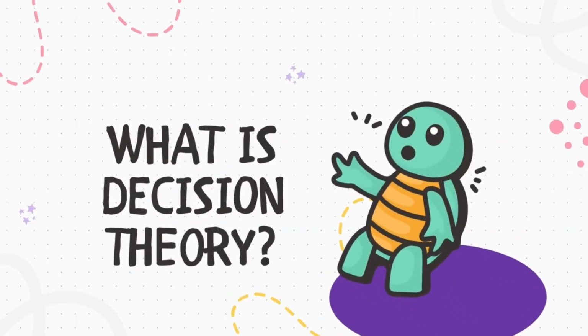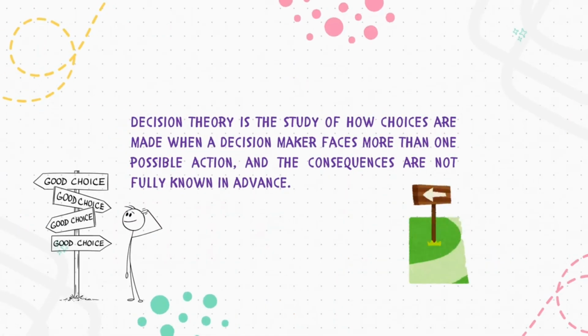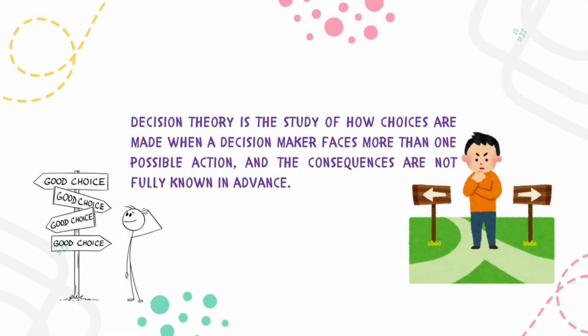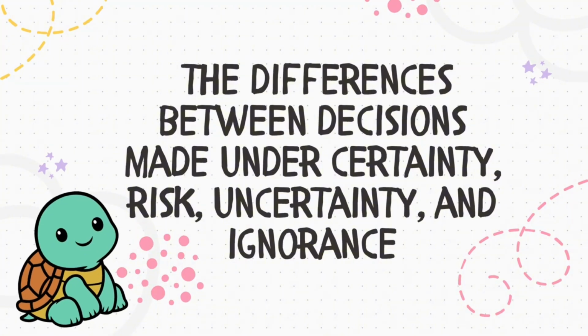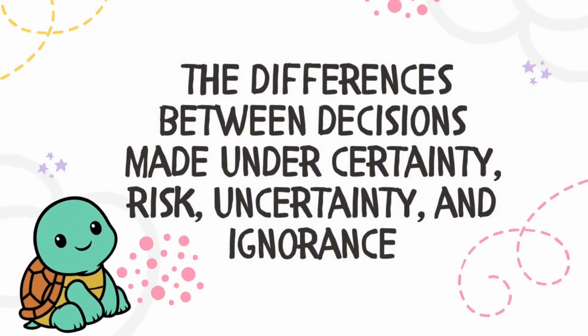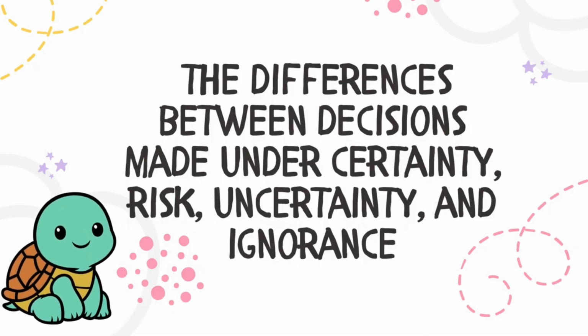First, let us understand what decision theory means. Decision theory is the study of how people make choices when there is more than one possible action and the consequences are not fully known in advance. In simple words, decision theory helps decision makers choose the best option when facing different situations. Now, let's see the difference between decision made under certainty, risk, uncertainty, and ignorance, each type one by one.